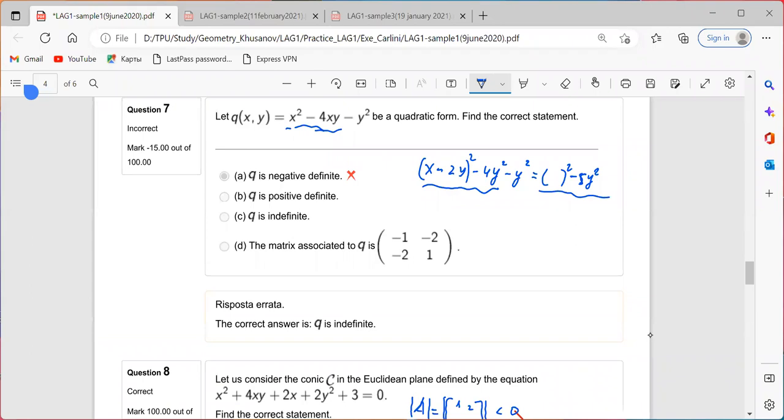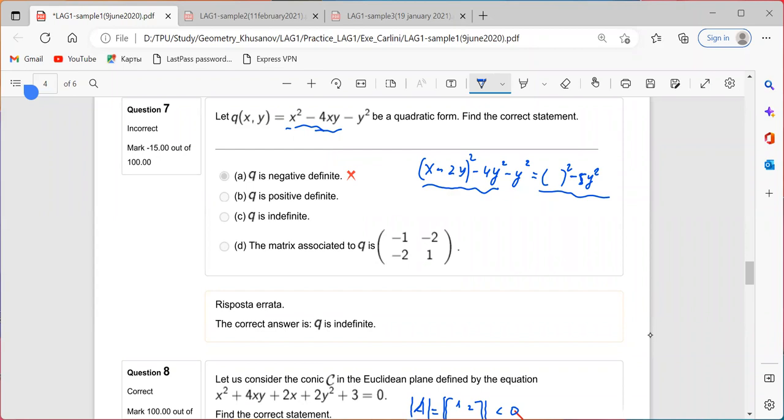Negative definite means that this quadratic form will be negative for all non-zero x, y. Positive definite means that it will always be positive for all non-zero x, y. And indefinite, if this quadratic form may get, for example, a positive value and a negative value, like here.